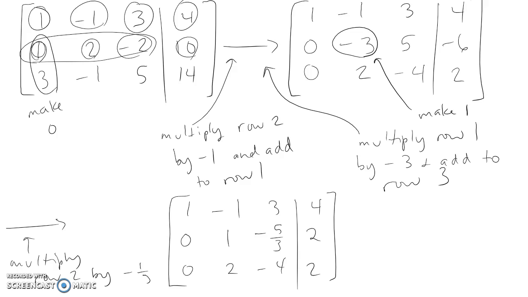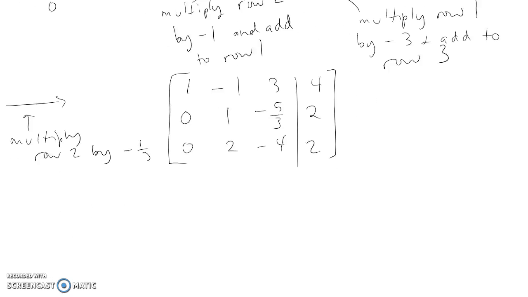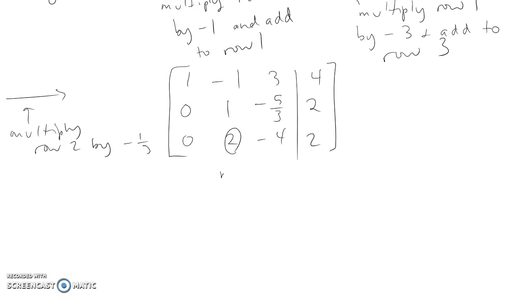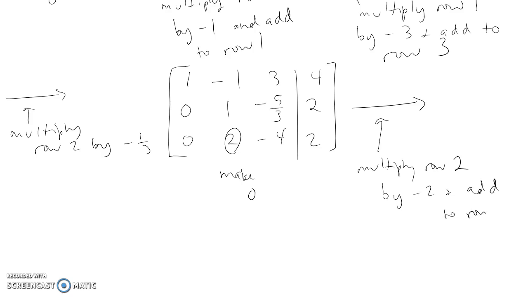What are we going to do next? Well, let's try to get a 0 here for the 2. What can we do to get a 0? How about multiplying row 2 by -2 and adding to row 3? That'll give us a 0. My time's running out, so in the next video I will continue right from here.